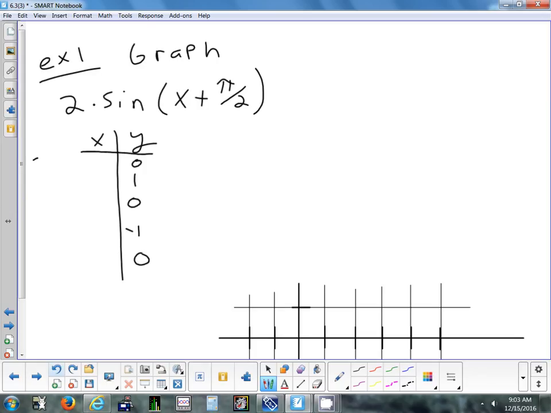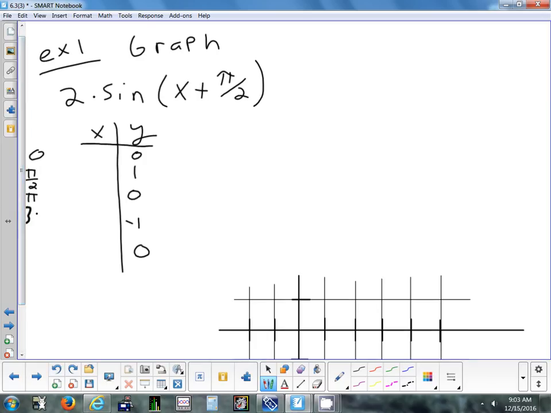Now I'm going to take all my x's. And that's 3 pi over 2. And what do I do with all those x values? Yeah, Greer? We're going to subtract pi over 2.